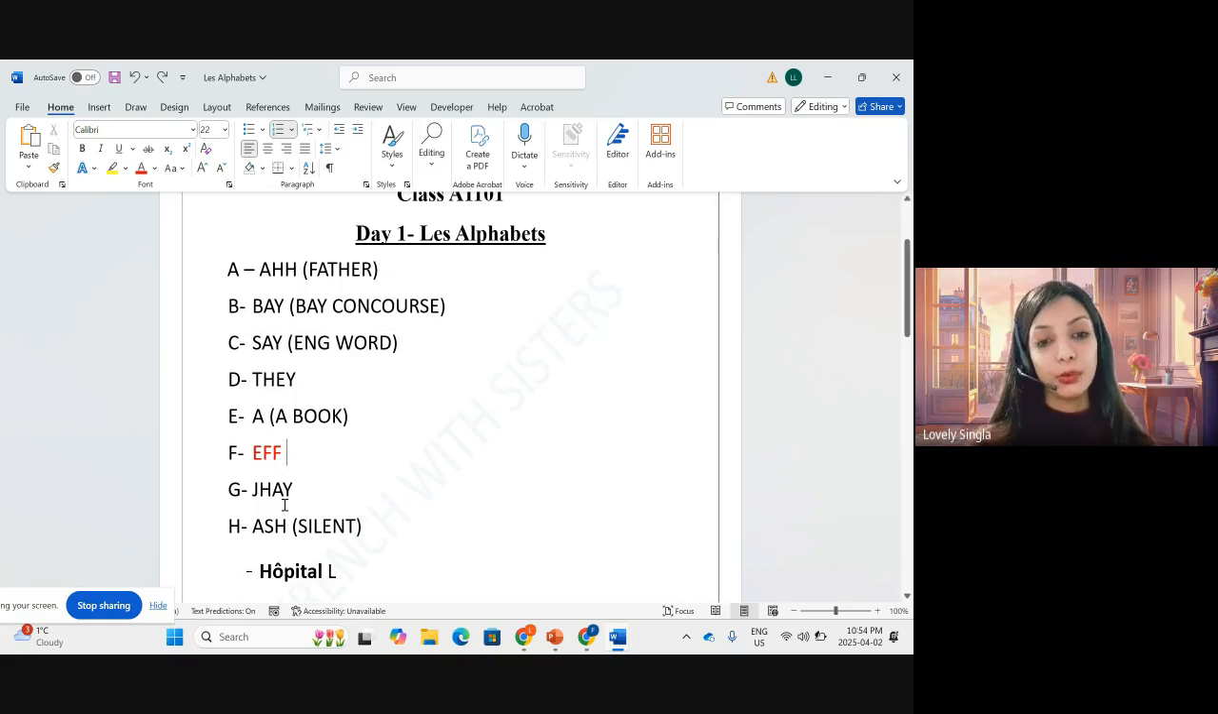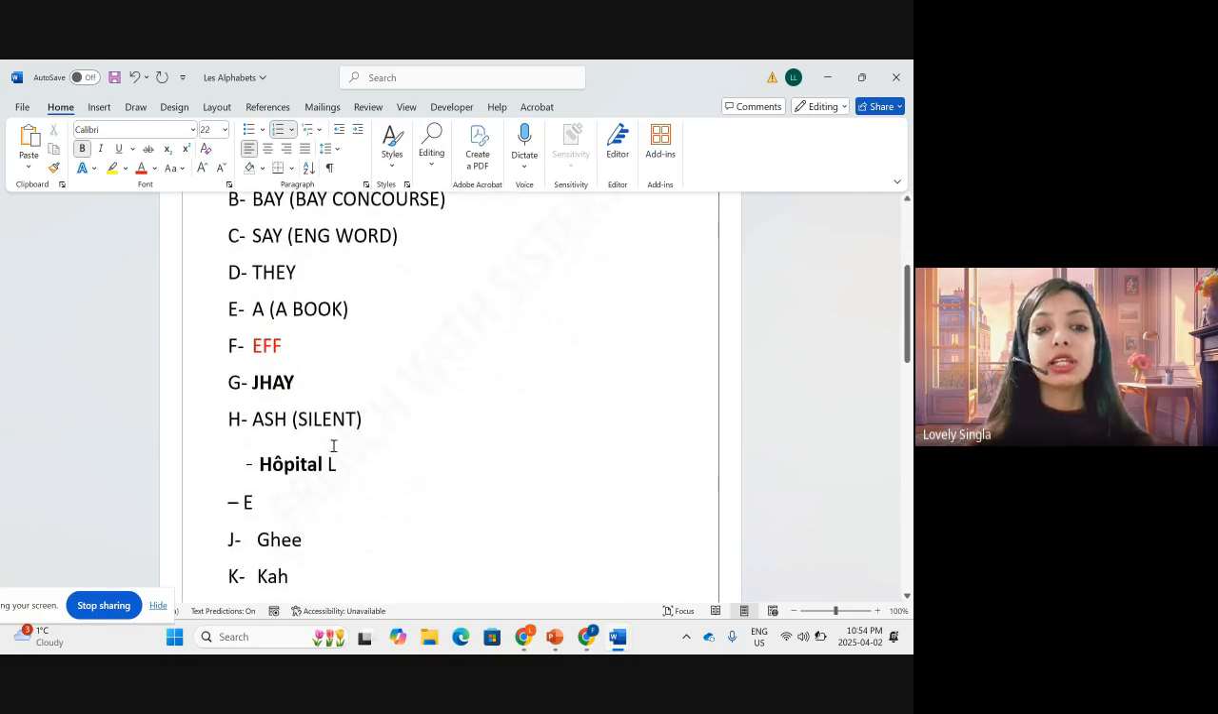Then we have G, which is J. So give it a bit of a slight soft sound. Then we have H, which is Ash.